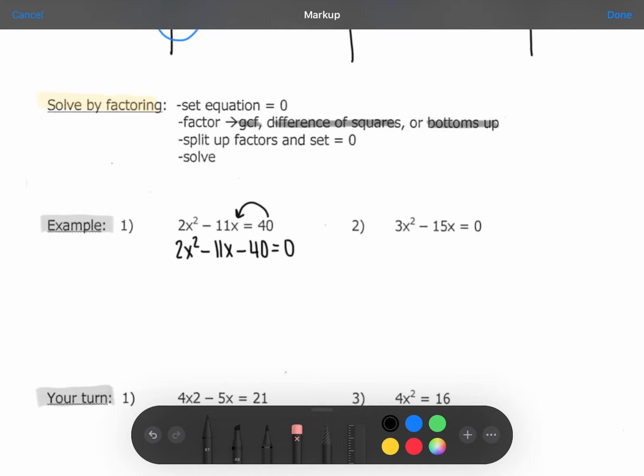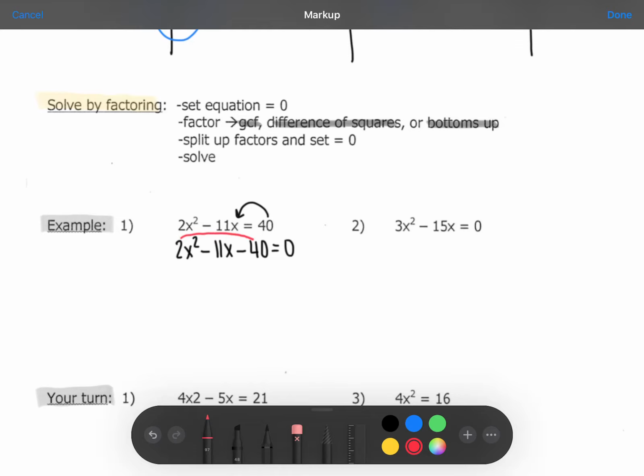All right, so this is a trinomial, 2x² - 11x - 40. There is no greatest common factor. It doesn't have a difference of squares in it because it's not a binomial, and so therefore we're going to use the bottoms up method. And if you recall, the bottoms up method is when you multiply the first and the last term together.